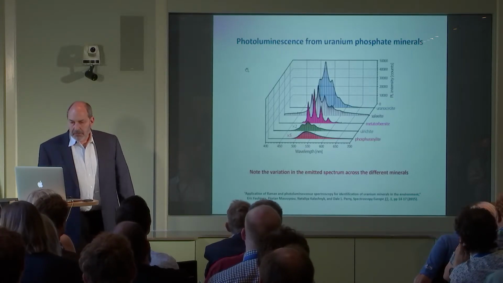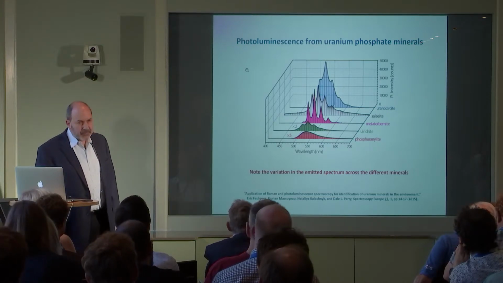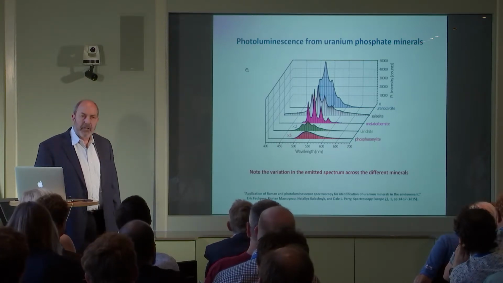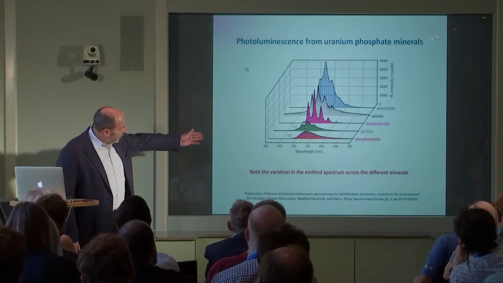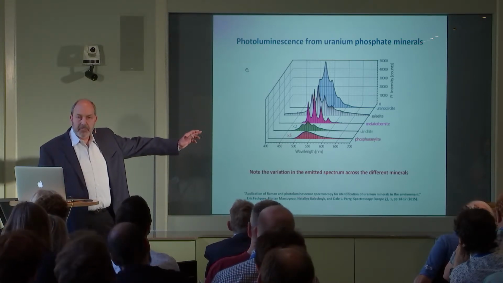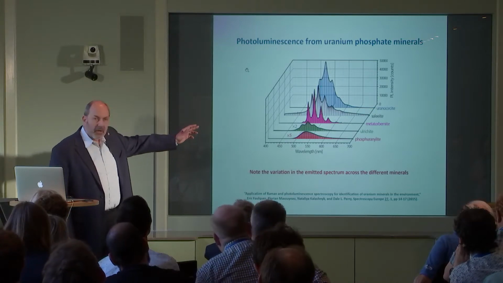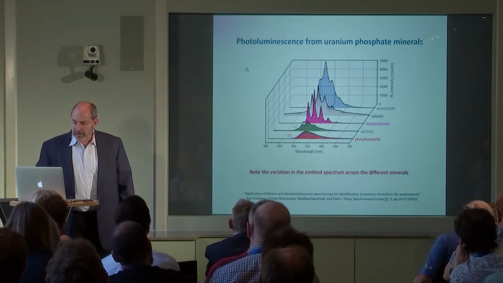Okay? Here's a better example. A series of uranium phosphate materials. Don't worry about what they are. I'm not sure I know. But if you take their spectra and you plot them, you can see that if you look as a distribution of wavelength, the amplitudes are very different. They have different shapes. So that means that if you can capture the shape of something in its spectrum, you should be able to ID it, right?